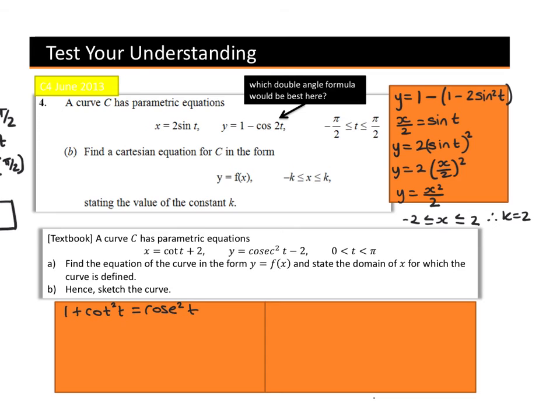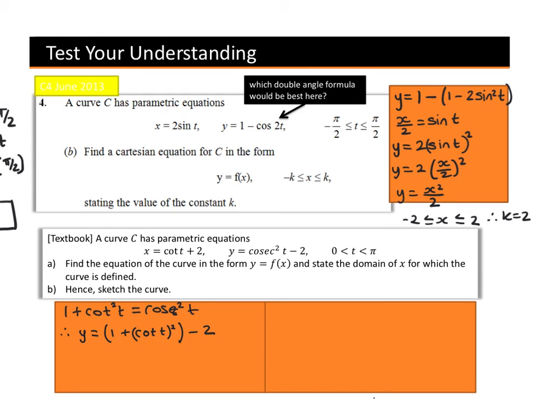Now, because I know, we could rearrange this. Yeah? So I'm going to substitute in. So therefore, y equals 1 plus cot squared t, yeah?